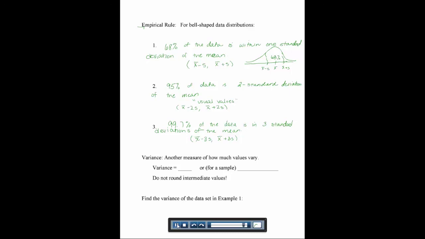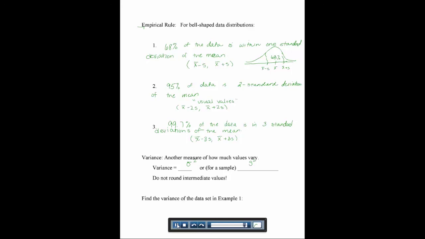Okay, variance is another term you'll see. Okay, and variance just means the standard deviation squared. So whenever you're trying to find it, you don't get it on the calculator, but you would get the standard deviation and you would square it. So for a population, the variance, you just take sigma and you square it. Or for a sample, you would take s and square it. Okay, so you would just take the number from the calculator and you would square it.